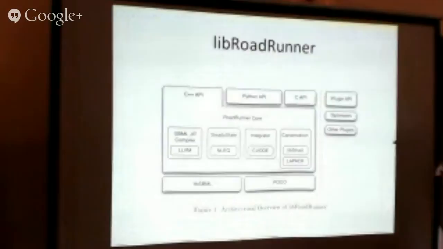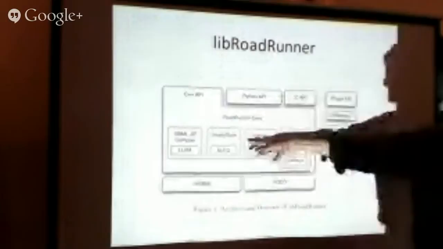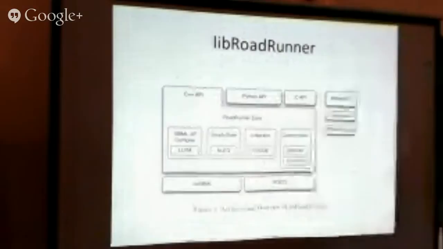This is basically the architecture of it. It has a number of APIs, including the C++ API, Python API, and the C API. It has various subsections inside. The key thing about it is this JIT compiler. It uses LLVM to compile all the SBML, which could be obtained from many sources, including CellML, as I showed. It gets compiled by the LLVM backend into machine code, so it ends up with very fast simulations.